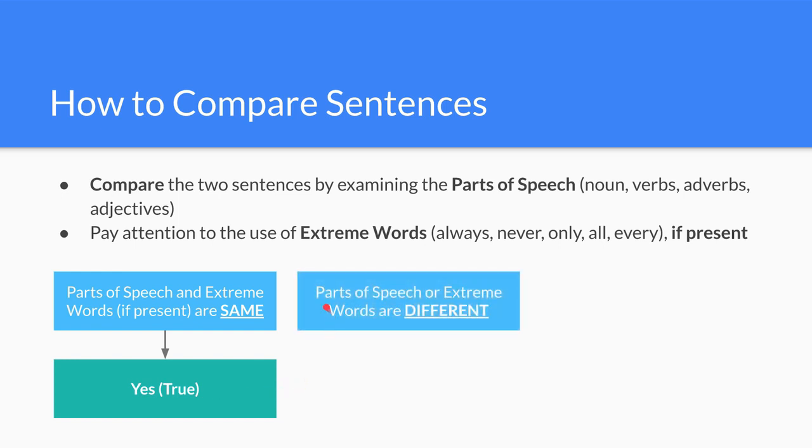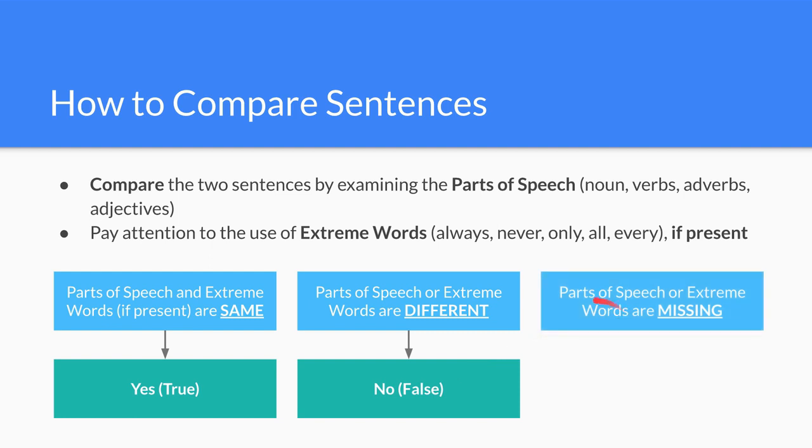If, on the other hand, the parts of speech or the extreme words are different from one another, meaning that they do not agree with one another, the information is different, and it doesn't have to be all the pieces of information that are different. Even if one tiny little piece of information is different, then the answer is going to be no or false.